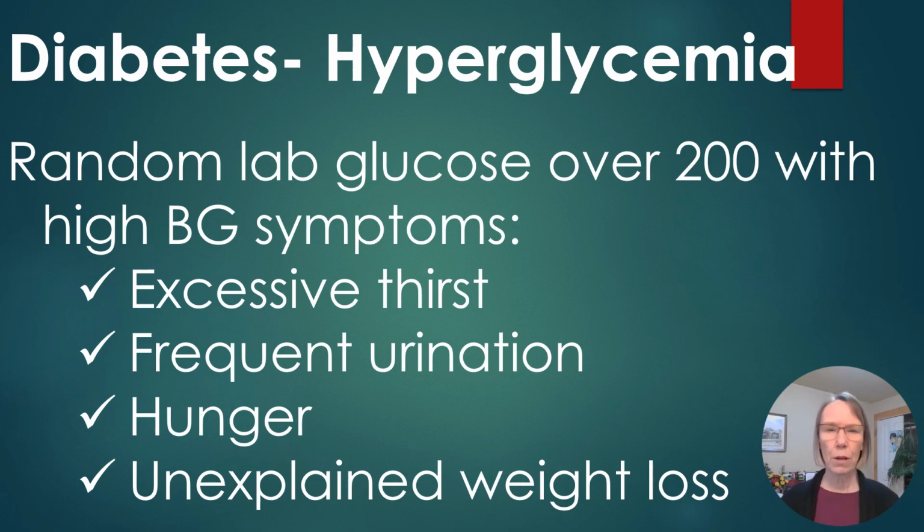Excessive thirst, frequent and a lot of urination, being hungry all the time while losing weight, which is unexplained weight loss. So sometimes when people find out what's wrong, it's almost a relief that it's diabetes.